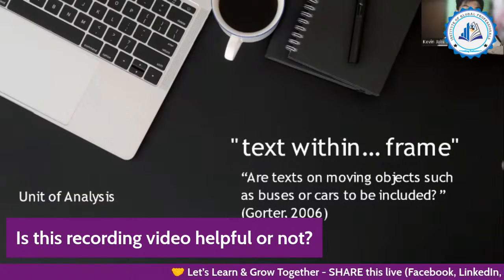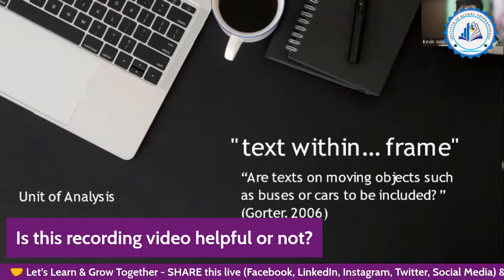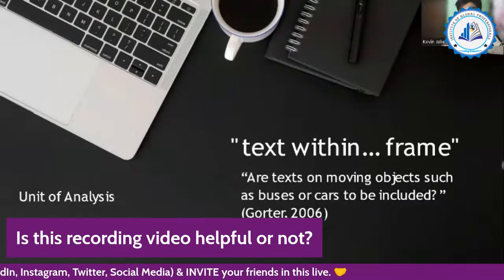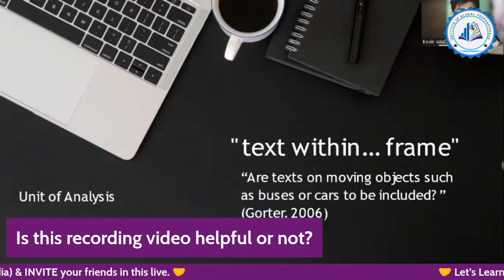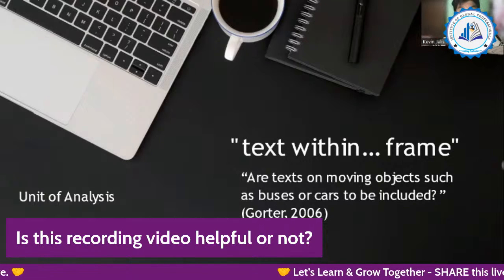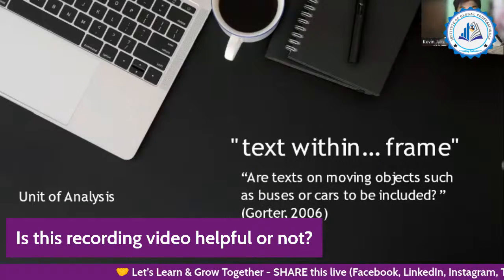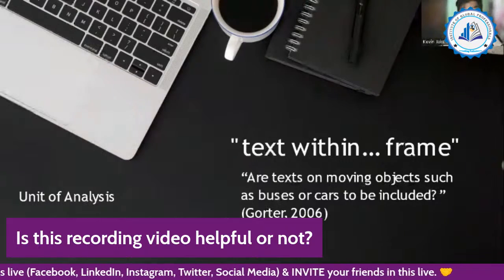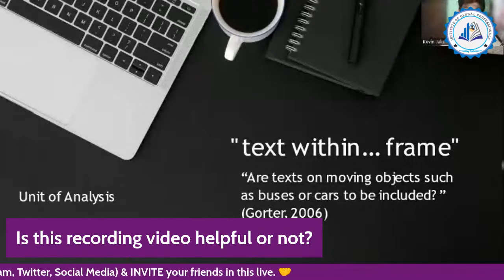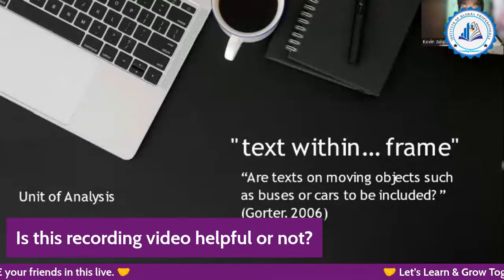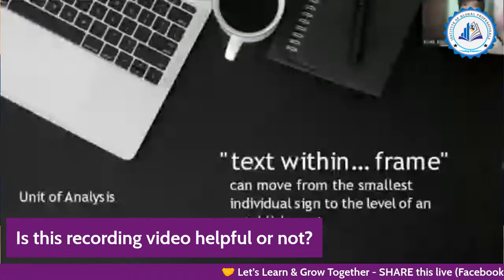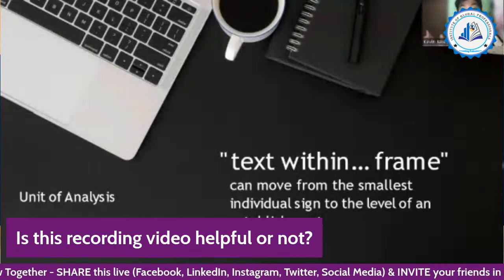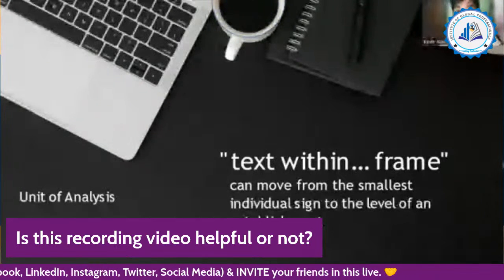Now, we also have another claim, which is the advice of other researchers in the field. There are a lot of queries, and that's why I was saying a while back that it is quite problematic for a linguistic landscape, especially in choosing how many signboards and signages would be studied and by what parameter we will study the signages. So the question was raised by Border back in 2006, asking, are the texts on moving objects such as buses or cars to also be included when we study the signages? Other researchers respond to that query by suggesting that we can move from the smallest individual sign to the level of an establishment.